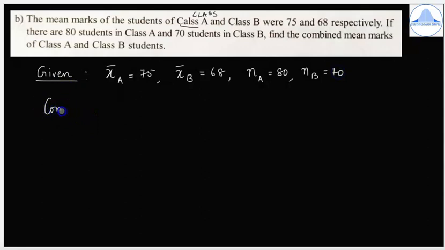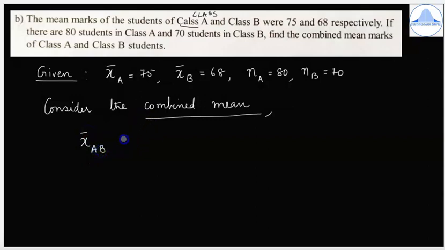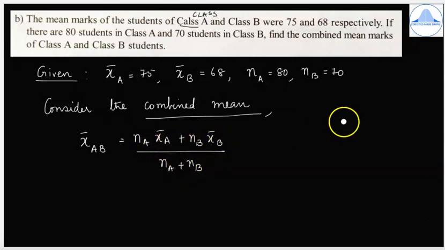Now, let us consider the combined mean. It is denoted by x bar, and I will write the subscript as AB because there are two classes. This is equal to NA x bar A plus NB into x bar B divided by NA plus NB. So note that this A and B are only subscripts.